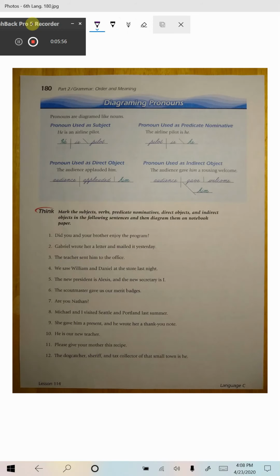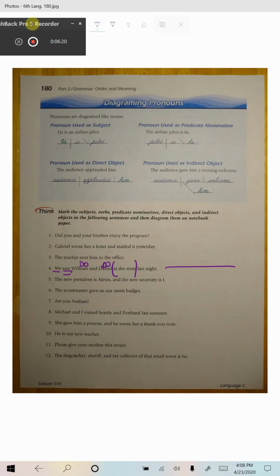We saw William and Daniel at the store last night. So at the store is a prepositional phrase, right? So we saw, you saw these two people. You saw these two direct objects. And when you saw them was last night. So that would just be, I'll show you how to do that. That's an adverb for when you saw them. You don't have to diagram that. I'll just show you though.